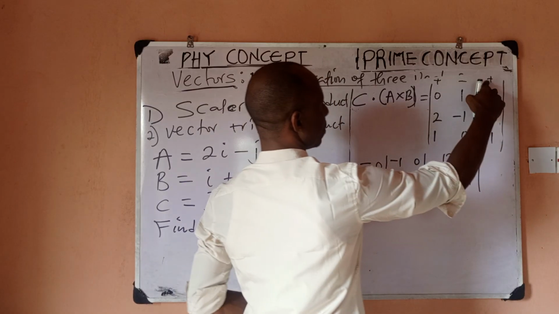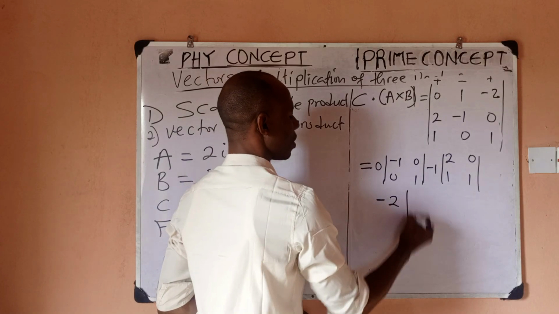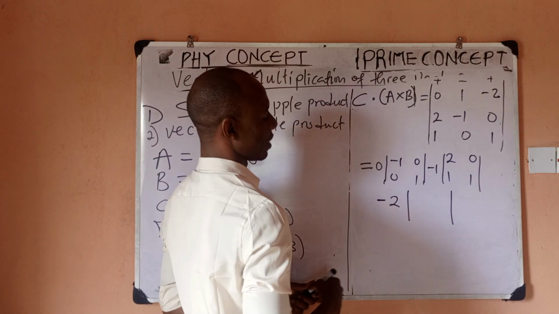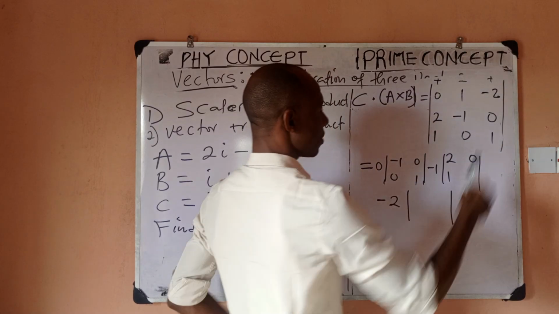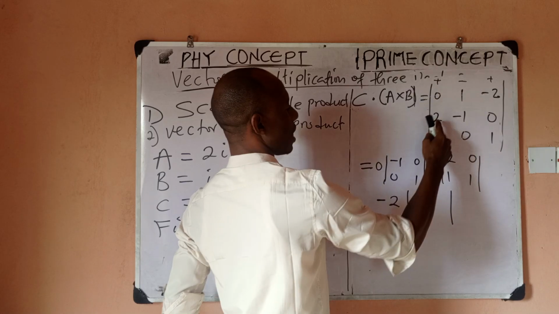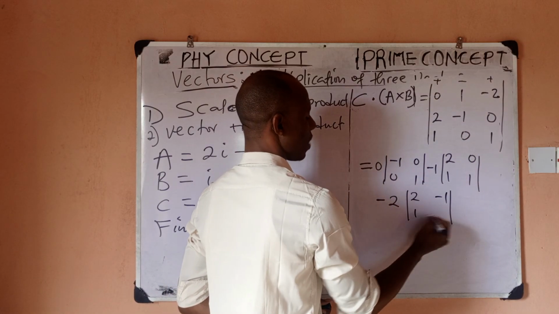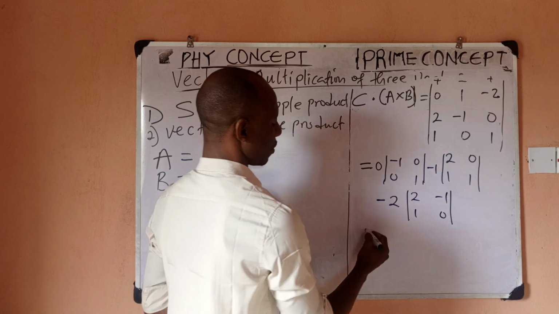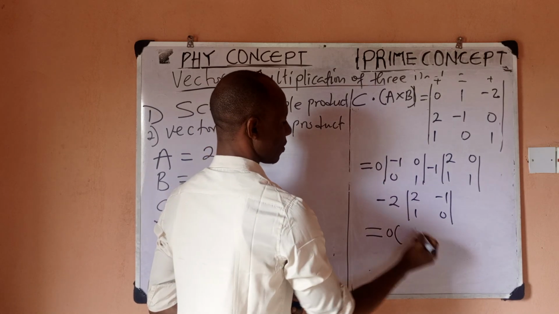Then I'll go to this. Plus, minus is still minus. So I have minus 2. I'll create my 2 by 2 matrix again. This plus times minus is minus 2. So this and this, I would have 2, minus 1, 1, and what? 0.